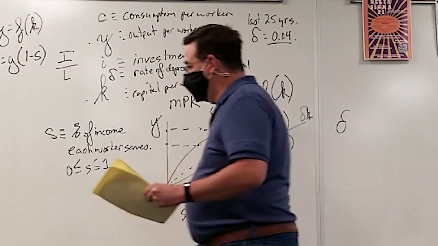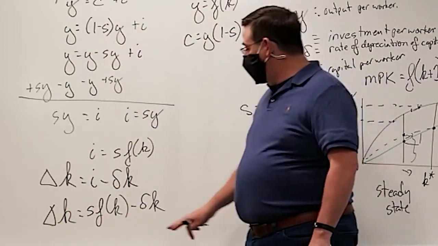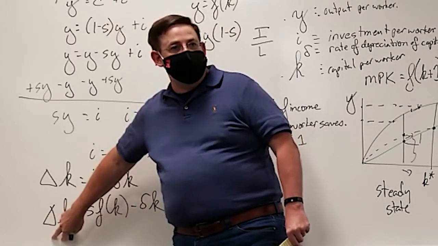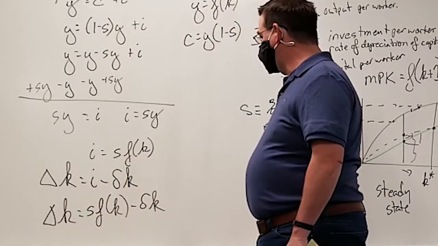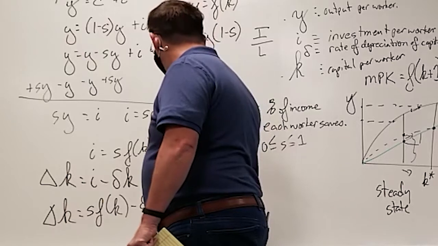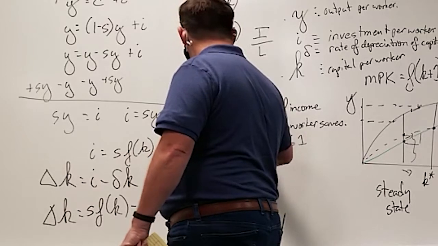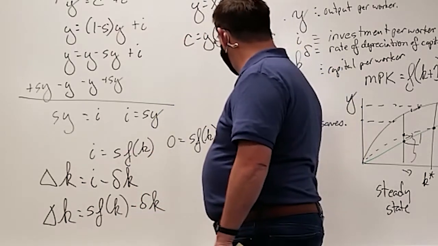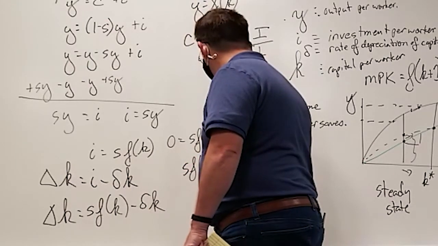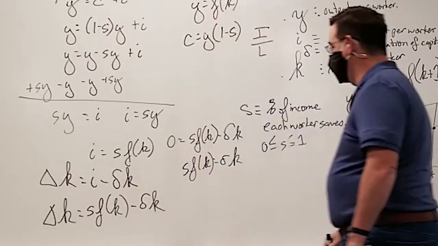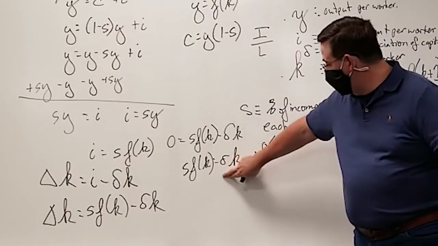At the steady state, the change in capital is 0. Next year, there won't be any more capital or any less capital than there was this year when we arrive at the steady state. So on the left-hand side of that equation, we're going to have a 0. So 0 equals s f(k) minus delta k. And we can move this around and get s f(k) equals delta k. Which is to say that the rate at which we're buying capital is equal to the rate at which capital is wearing out.